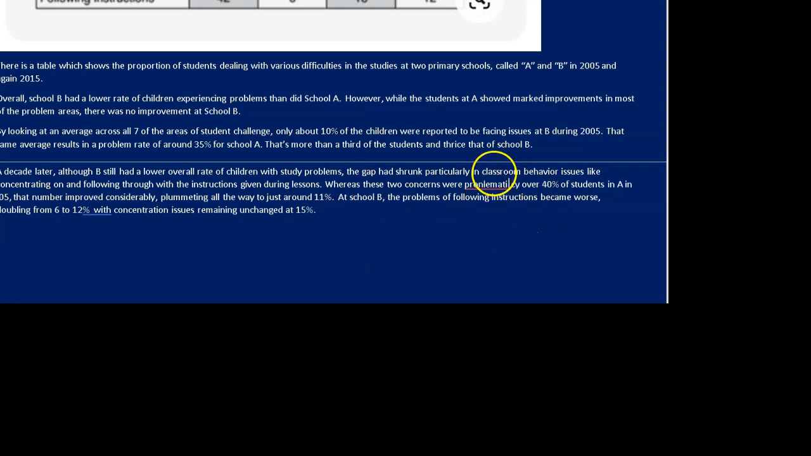Problematic. Whereas these two concerns were problematic for 4% of students in A, in 2005 that number improved considerably, plummeting all the way to just around 11%. At school B, the problems of following instructions became worse, doubling from 6 to 12%, with concentration remaining unchanged at 15%.